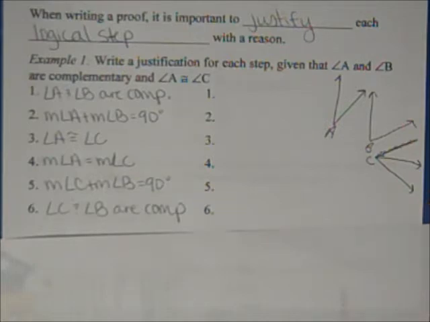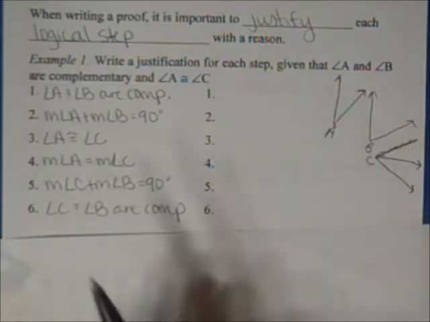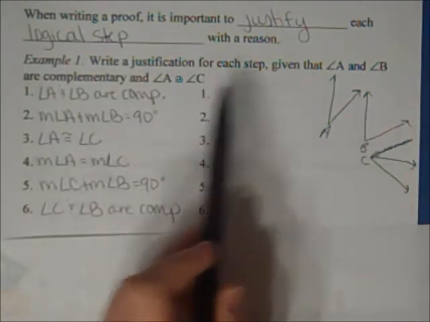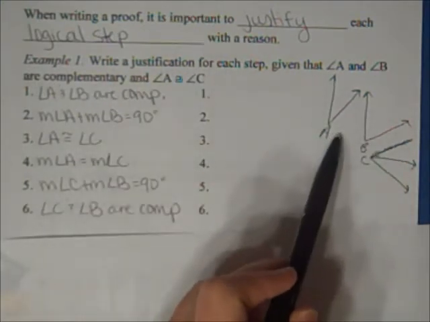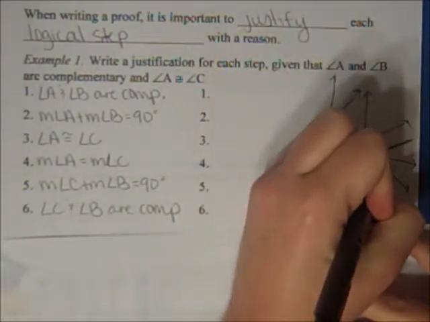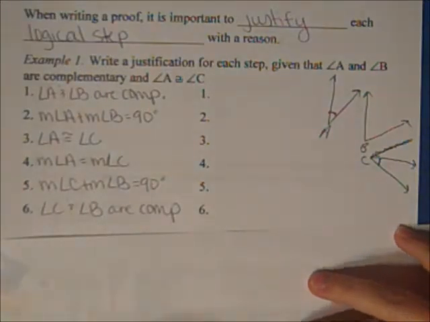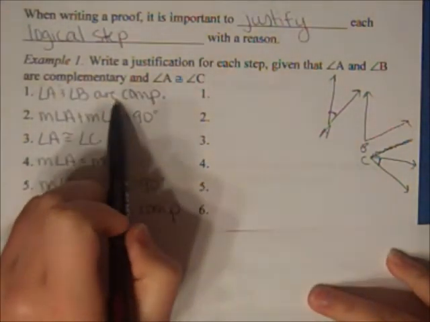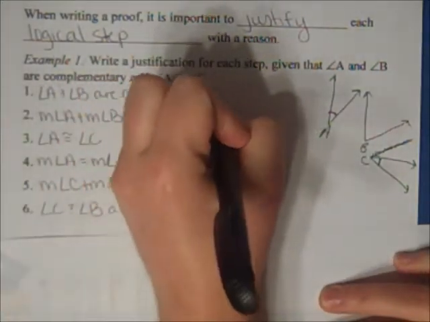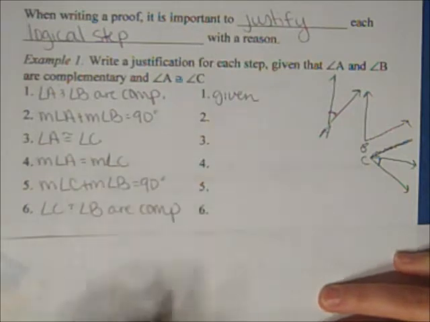Okay, so we have a diagram on the side. I hope you copy the diagram as well. And it told us in the problem, given that angle A and angle B are complementary and angle A is congruent to angle C. So let's mark that in our diagram. A is congruent to C. Okay, so A and B are complementary. How do we know that? Well, we know that because they told us in the problem. So anytime they tell us, that is going to be a given statement.